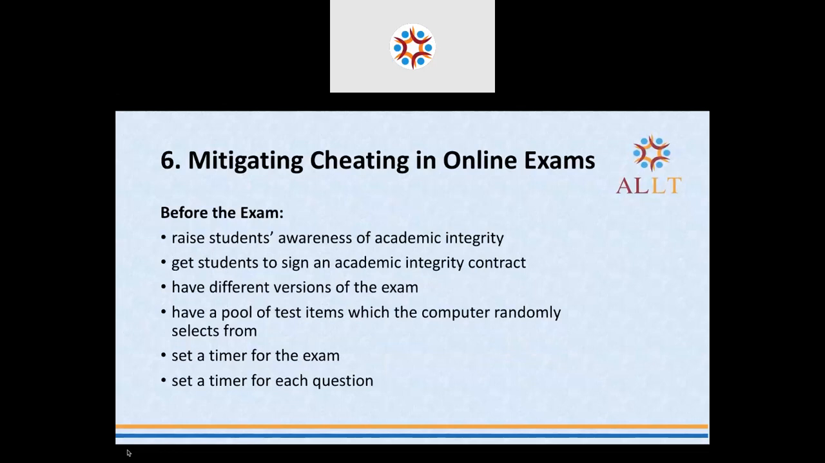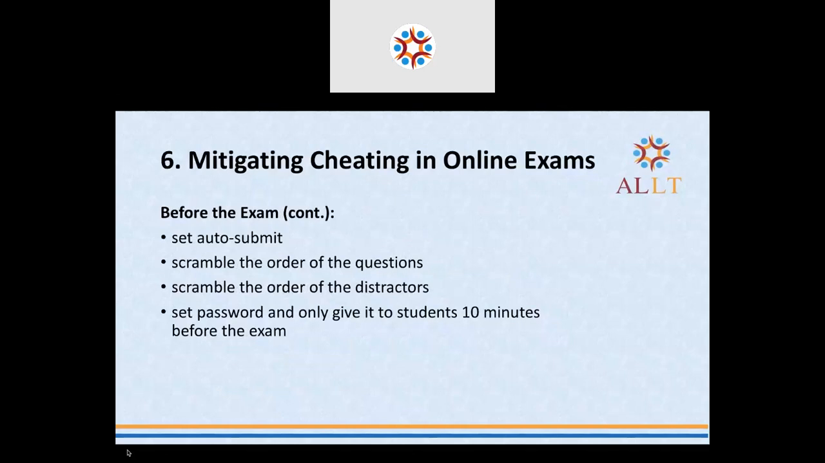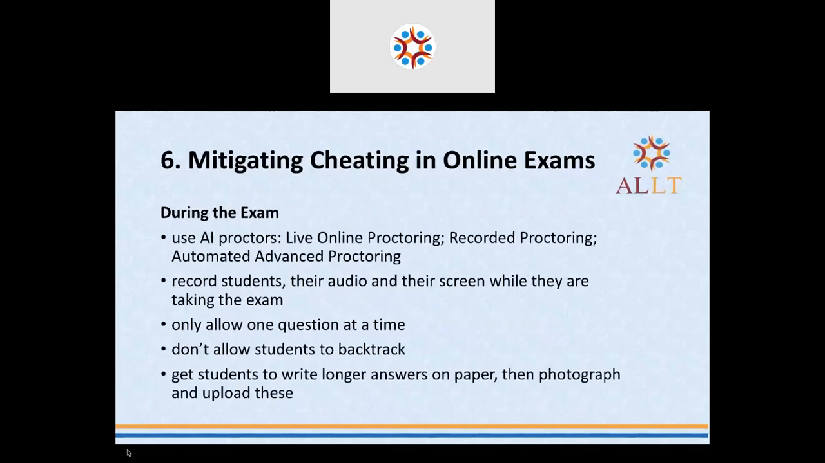Set a timer for the exam so it's not an unlimited amount of time, and set a timer for each question. Set auto-submit, so make sure the students submit after a certain amount of time. It's not up to them to submit. After an hour, it submits. Scramble the order of questions, and scramble the order of distractors, A, B, C, D. Set the password and only give it to students 10 minutes before the exam. So these are things you can do before the exam.